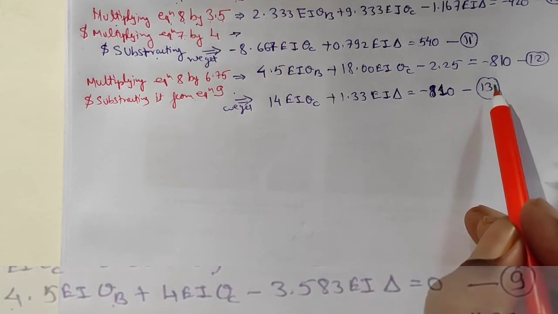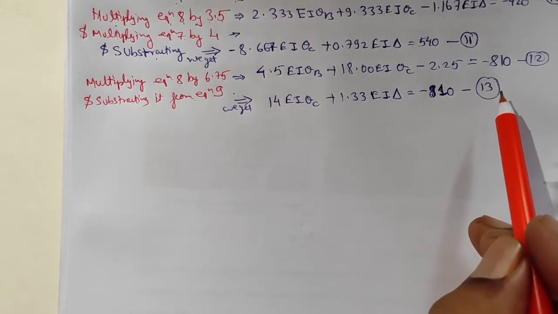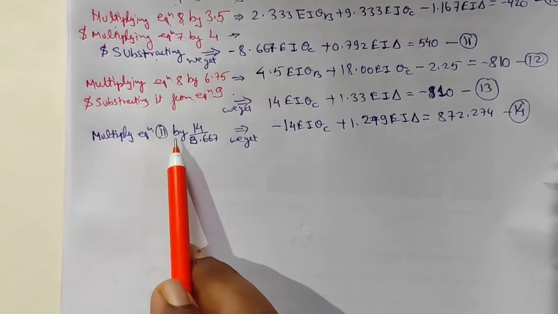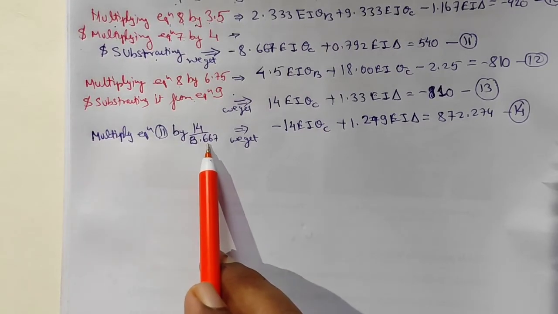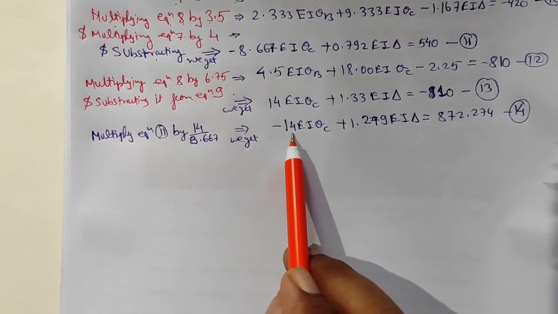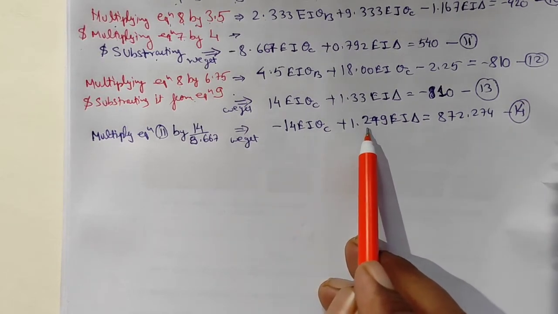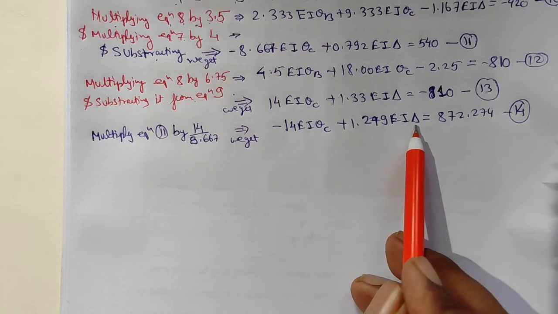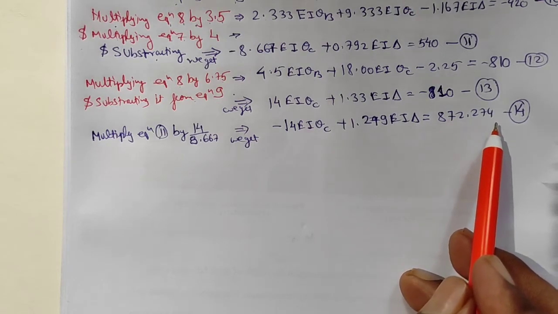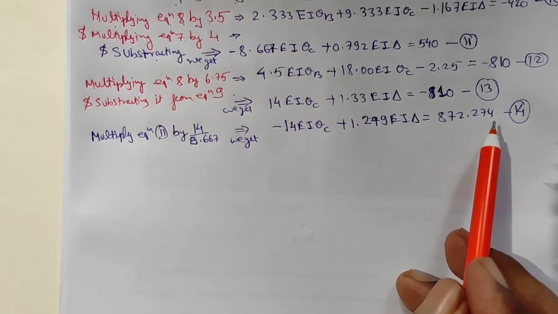This we can solve by simple mathematical calculations. Again we'll multiply our equation number 11 by 14 upon 8.66 to get equation number 14, that is negative 14 EI theta C plus 1.279 EI del equals to 872.274. We are simplifying these equations in order to get the value of del, theta C and theta B.